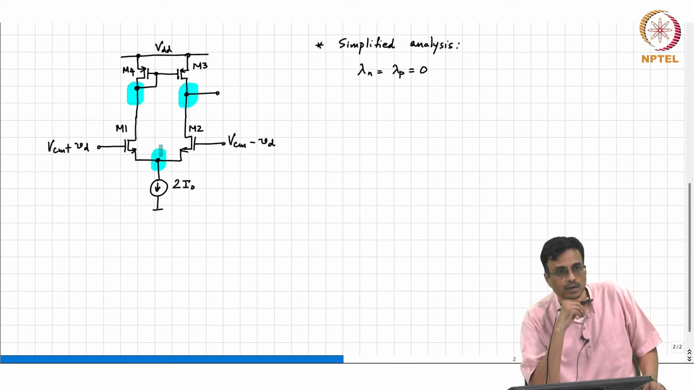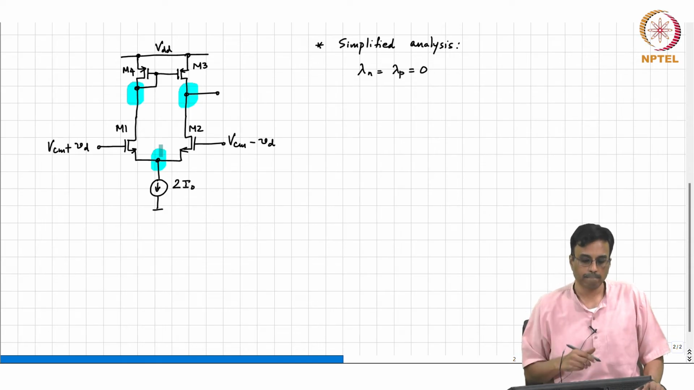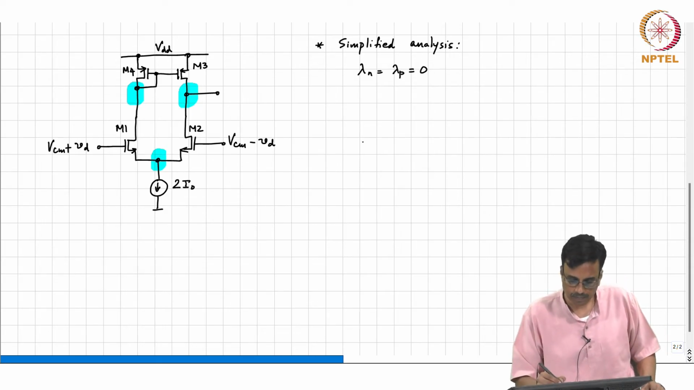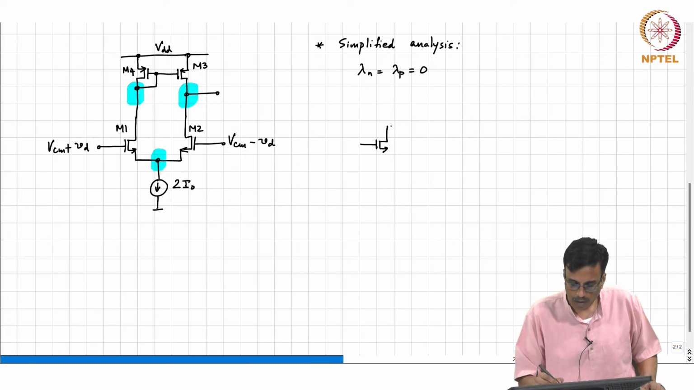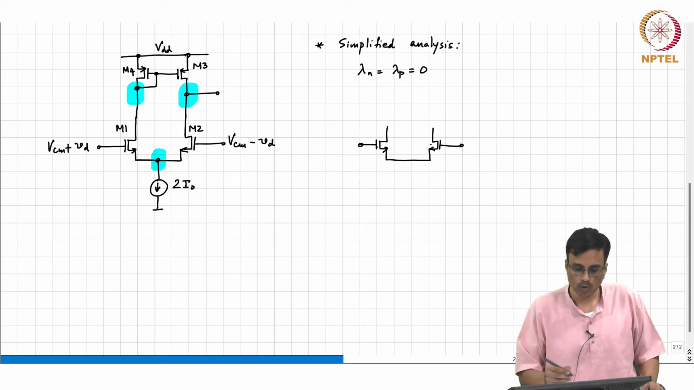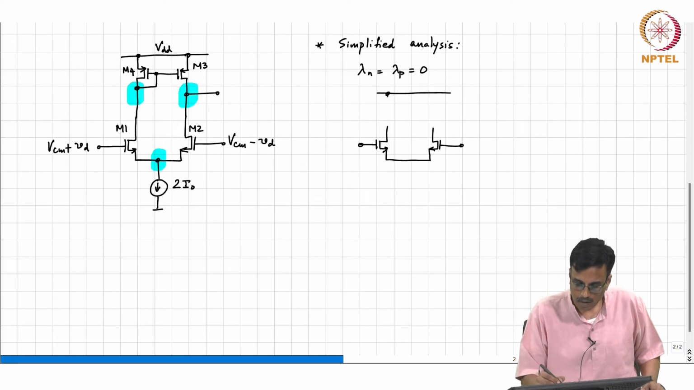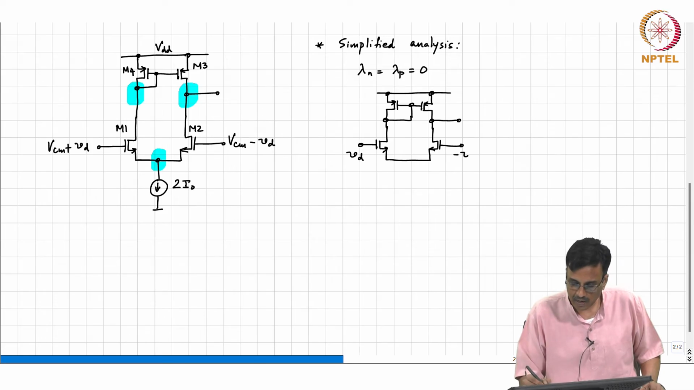Yes. What is the incremental equivalent? How does it look? The current source becomes open, so this is Vd, this is minus Vd, all right. So, the question is what is that incremental voltage?